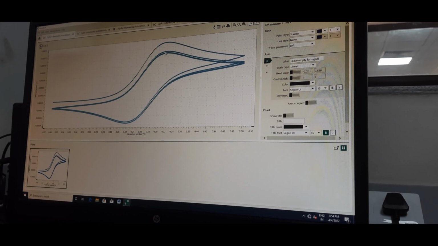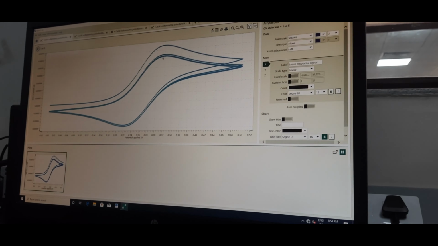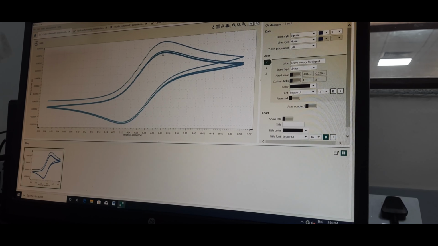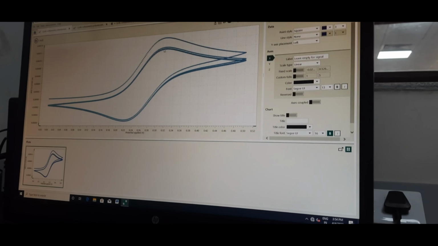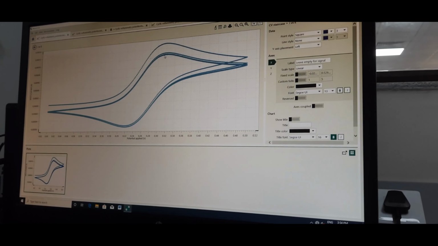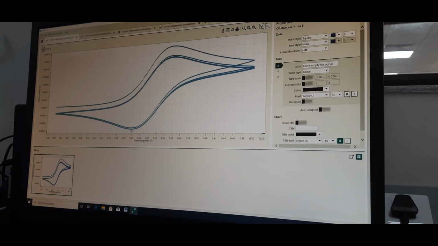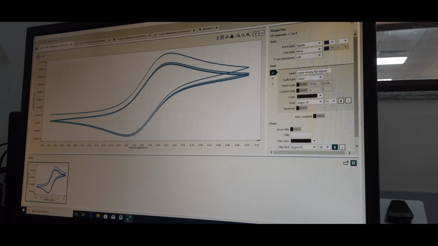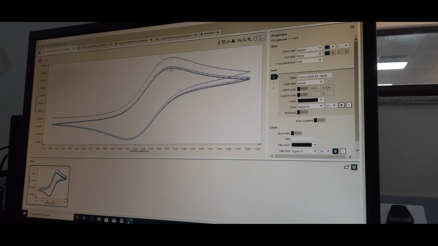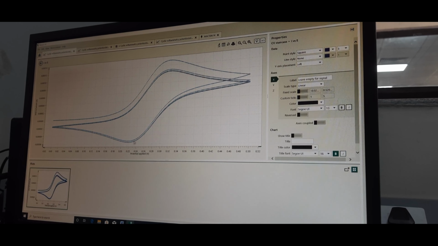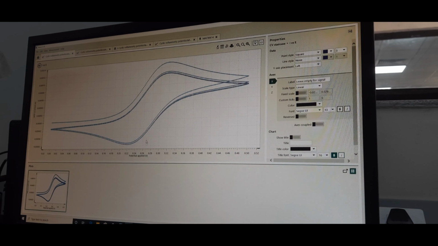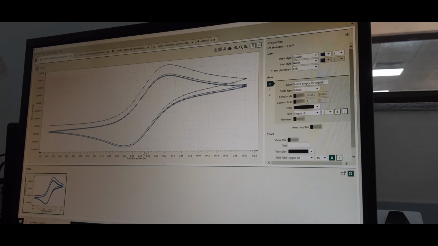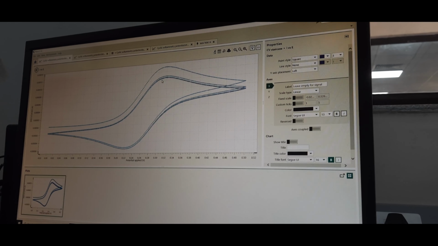So now, as I told in class, we can extract so many pieces of information from this graph, but I am mentioning here a few of them which I discussed in class. First one is peak potential. This potential and this potential. I told you in class that the average of these two potentials, peak potential in cathodic direction and anodic direction, whatever potential comes will be the equilibrium potential for the ferri-ferro couple.